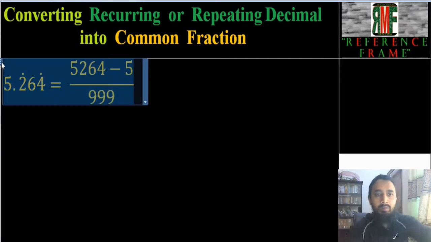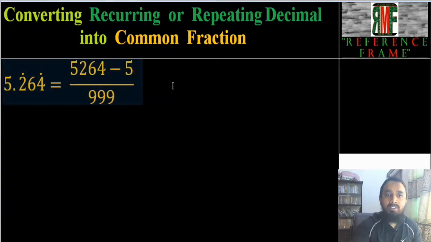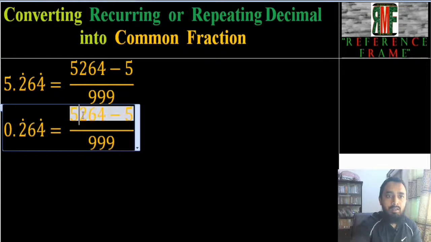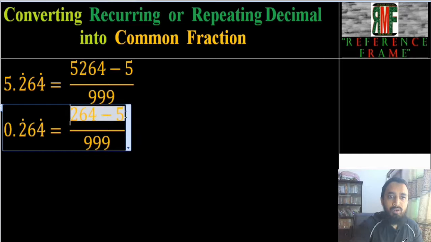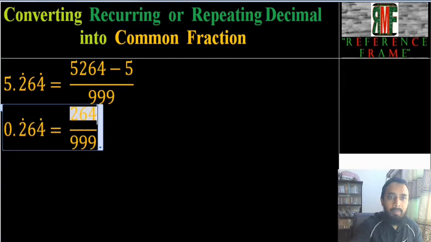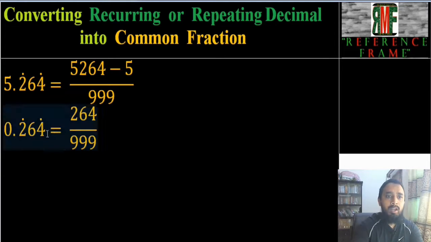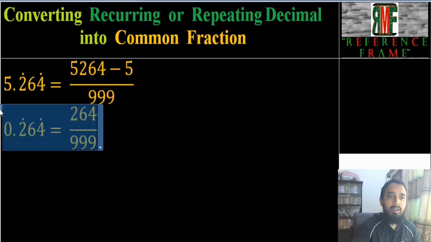But look, what we learned earlier in our previous tutorial, suppose this is 0, so ultimately 264 divided by 999. This one we get from our previous tutorial. I am going to show it with a different color so that you can distinguish between them.